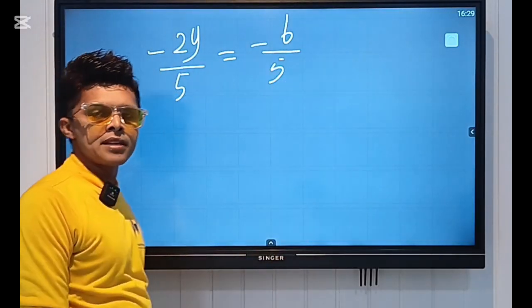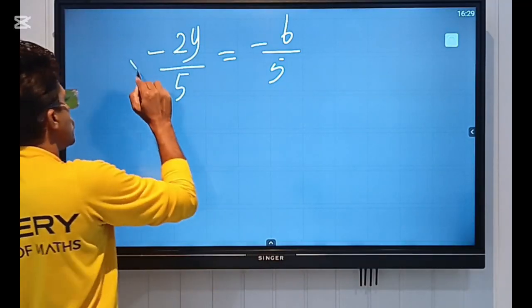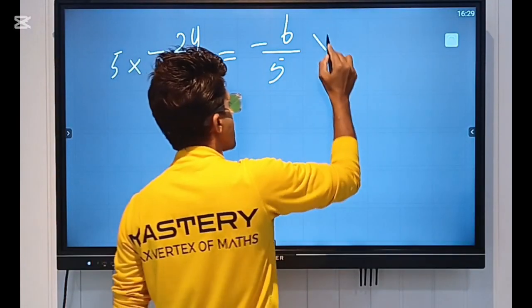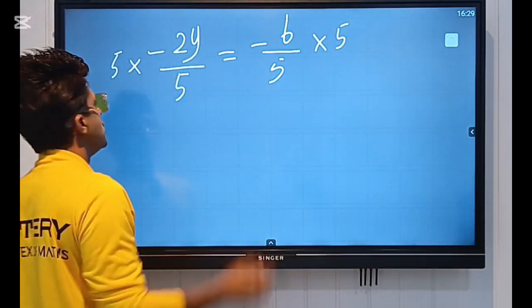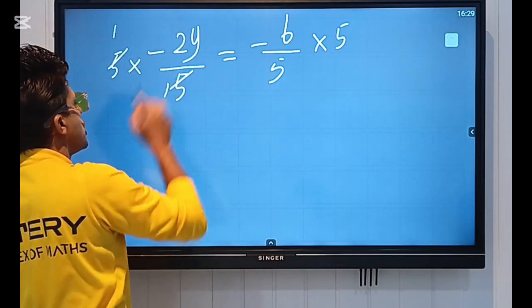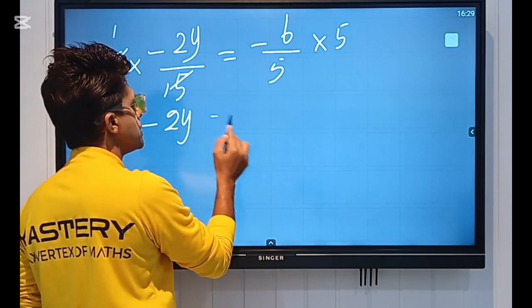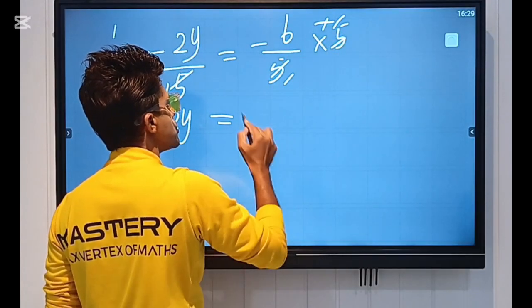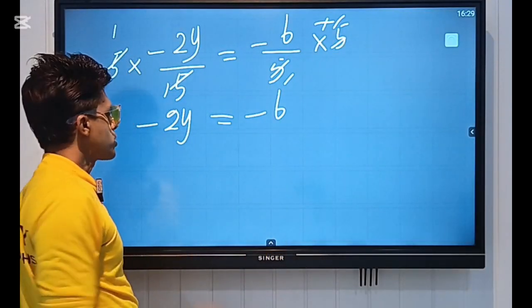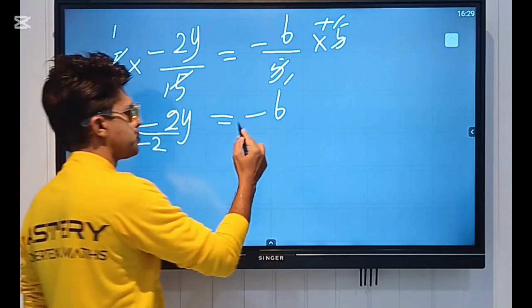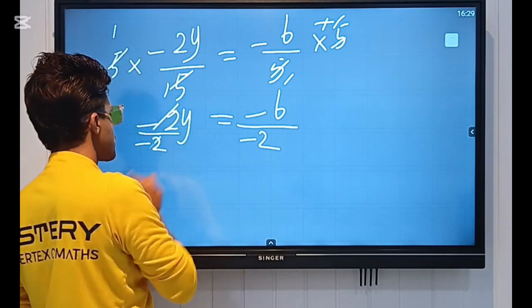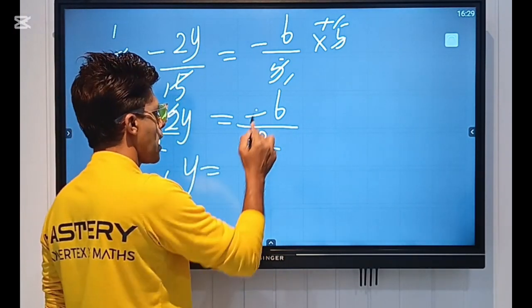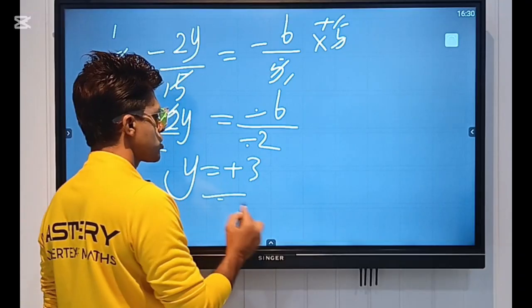Right now, this can be simplified by multiplying both sides by 5. This side by 5, this side also by 5. So 1 into minus 2y, and minus 6. Right now, you could divide both sides by minus 2. Minus 2 and minus 2 can be cancelled out. Minus over minus is plus. 6 upon 2 is 3.